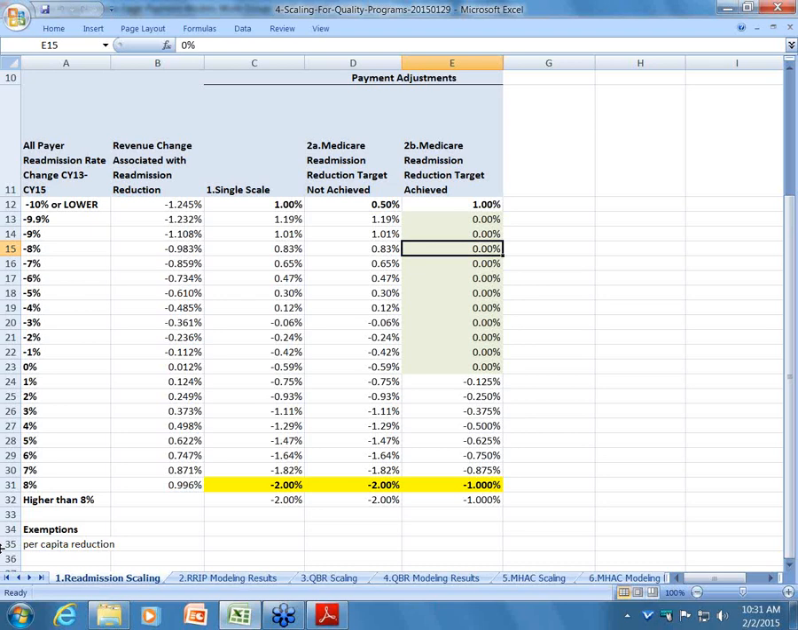The concept is, let's assume we determine a target statewide based on the Medicare data. The reward should only go to hospitals that achieve that target or do a better job than the target.